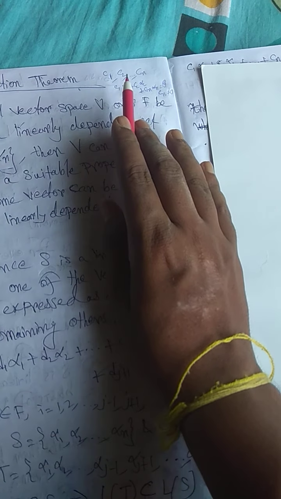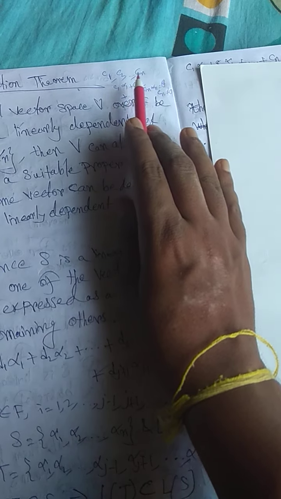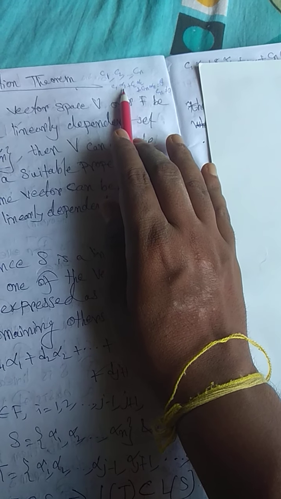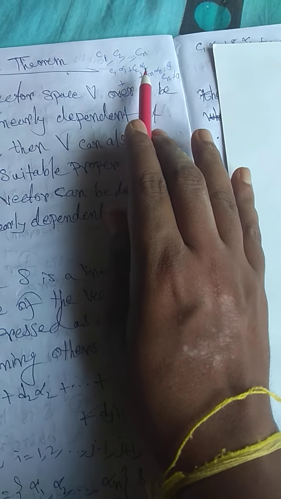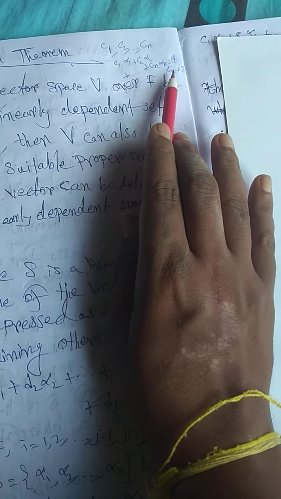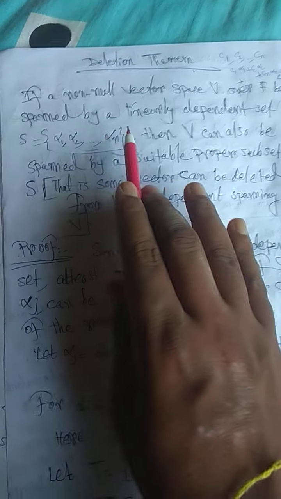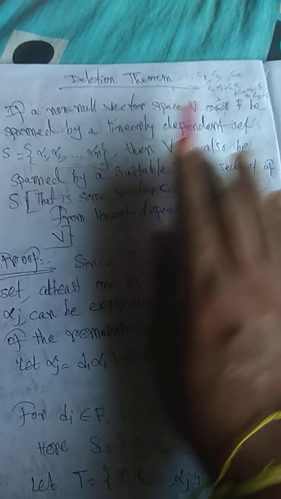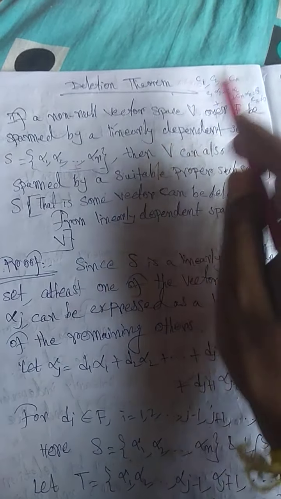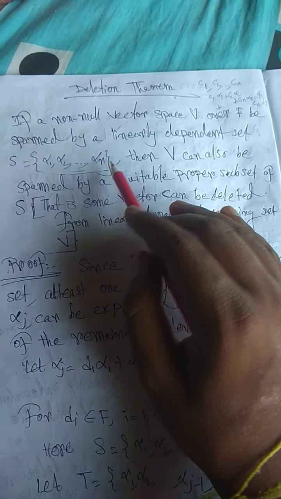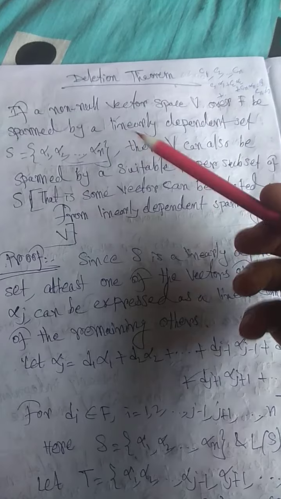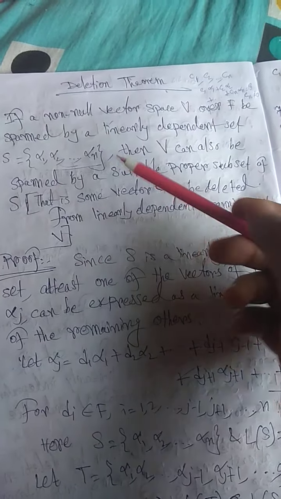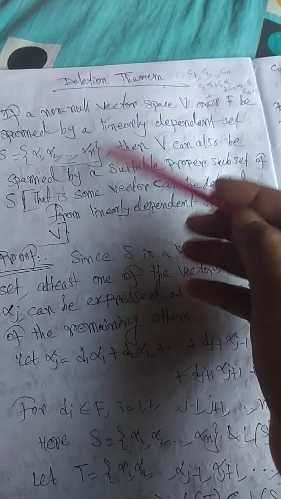Linearly dependent means if you choose a few scalars c1, c2, cn and take this combination c1 alpha 1, c2 alpha 2, cn alpha n equal to theta, and this implies at least one of the scalars is non-zero, then we call it a linearly dependent set. And if all of the scalars are zero, then it is a linearly independent set. Linear independence and dependence are very much used in the concept of basis. Now let us come back to the theorem.